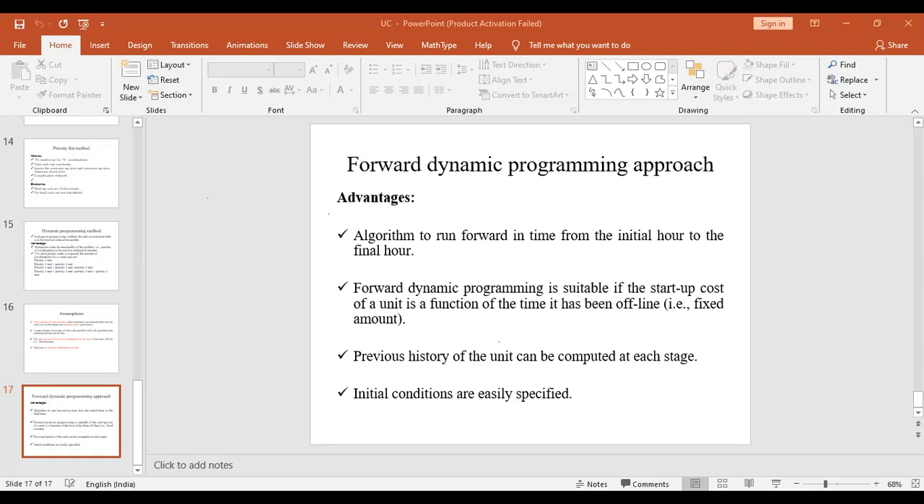It can be determined by a simple formula, given by dC1 divided by dP1. Similarly, dC2 divided by dP2 can be used for calculating the incremental cost functions.